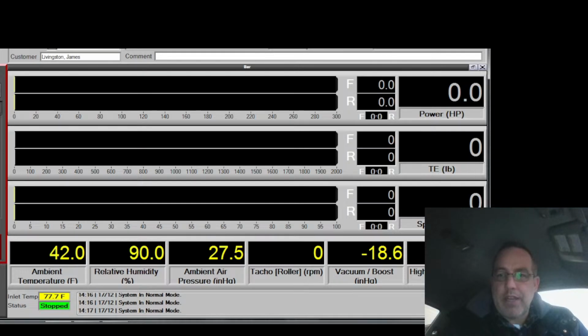I'm going to raise this idle to 850 because this vibration is bad with these motor mounts. Yuck. This is bad.